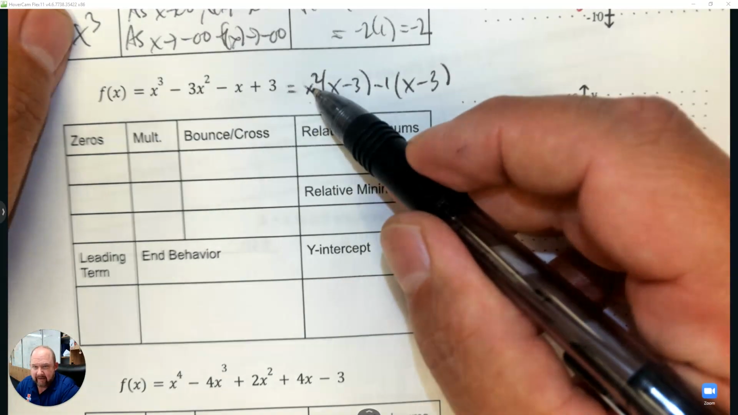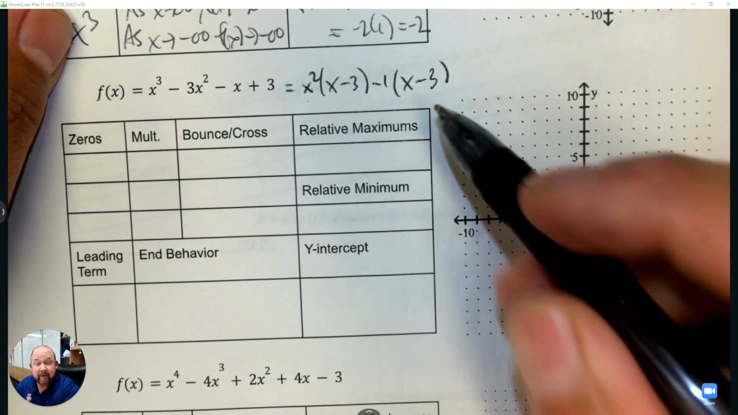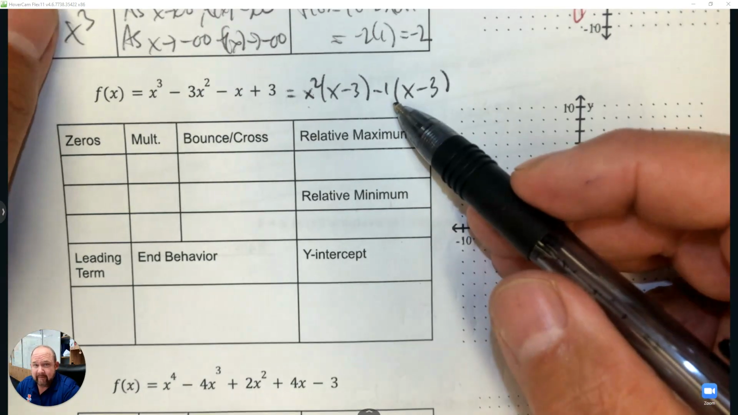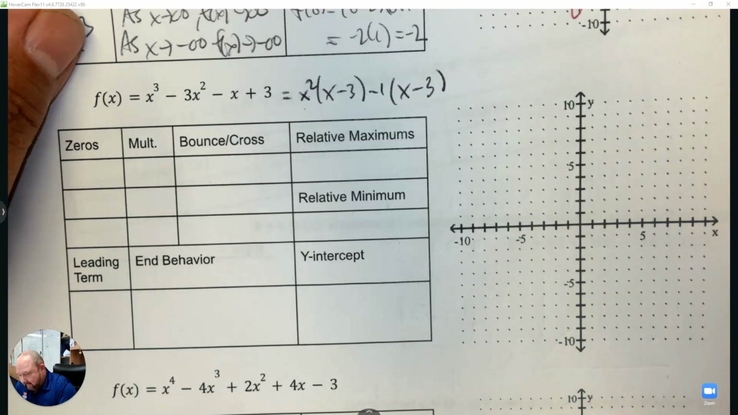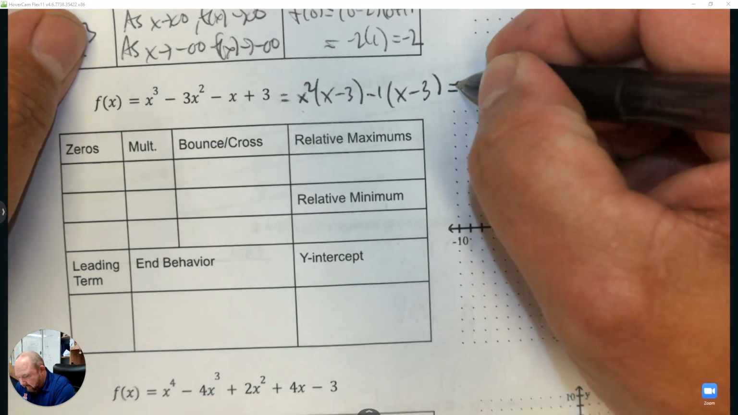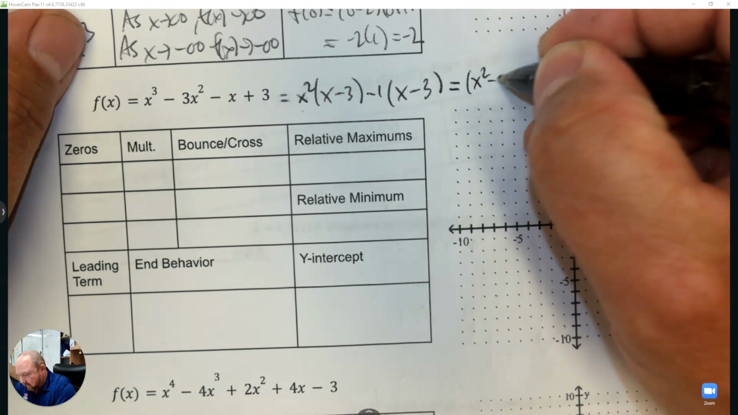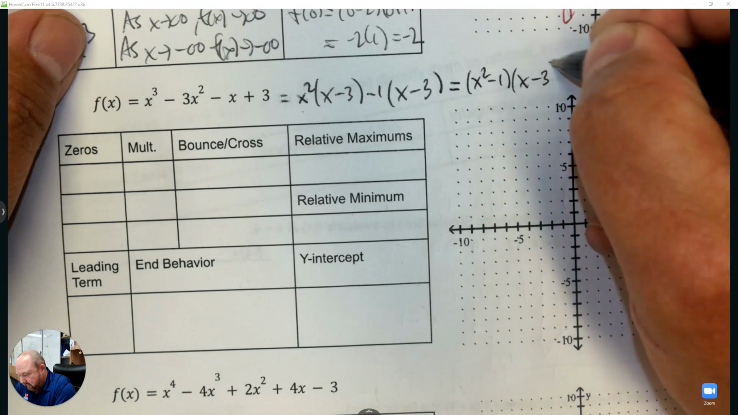If you factor out an x squared, you're left with x minus 3. If you factor out a negative 1, x minus 3. So it is factorable. I'm going to write it right here underneath. So we have x squared minus 1 and x minus 3.